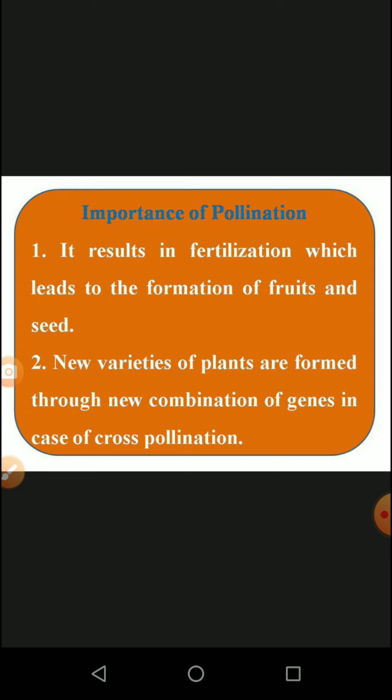And new varieties of plants are formed through new combinations of genes. In cross-pollination, we see different types of brinjal, different types of lady's finger, different types of coconut, and different shapes and sizes of apples and bananas, which arise by means of cross-pollination. That means the same genus can include different species, and it produces different types of fruits and seeds within the same genus. That is the importance of pollination.